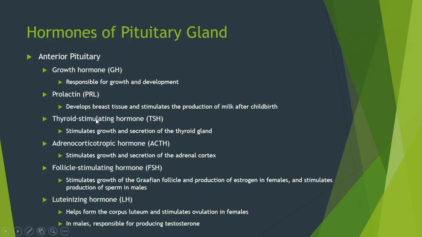Thyroid stimulating hormone stimulates the thyroid gland, so it's made in the pituitary, goes into the blood, goes to the thyroid gland, and causes the thyroid gland to produce its hormones. It's going to stimulate the thyroid gland.